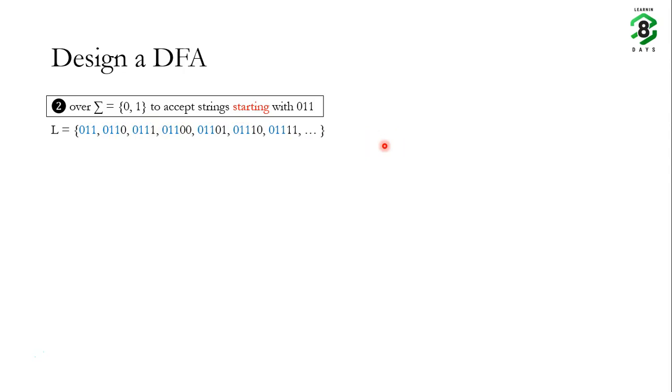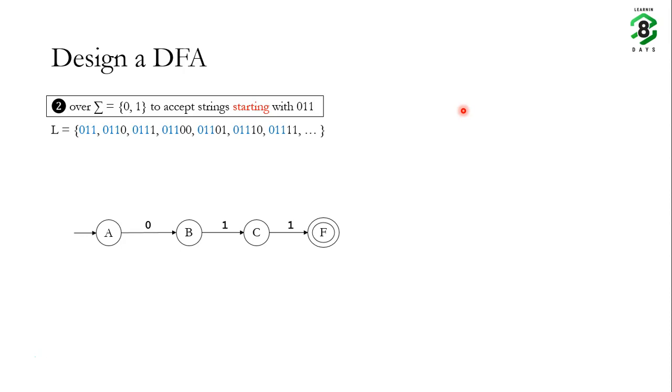So we already know the design of such a machine. We will start from an initial state and then try to design a machine which accepts the smallest possible string in the language, which is 011. So in state A, if we get 0, we go to state B. In state B, if we get 1, we go to state C. And in state C, if we get 1, we go to our final state, which is F. Okay, now let's try to complete the machine.